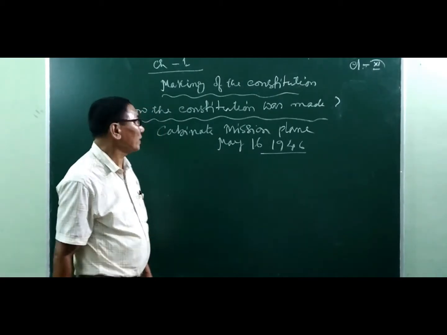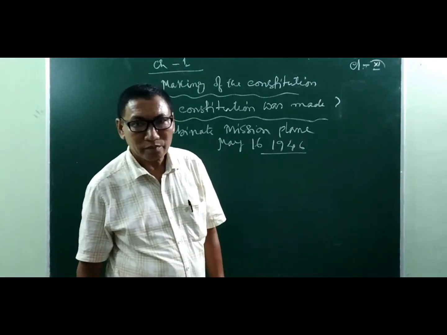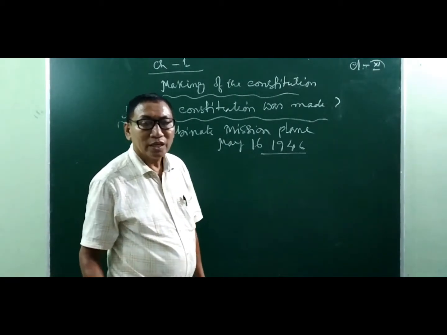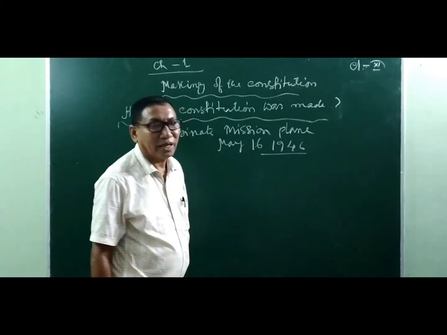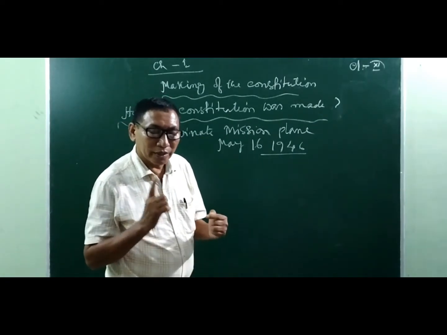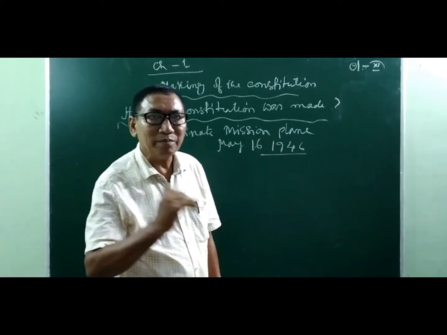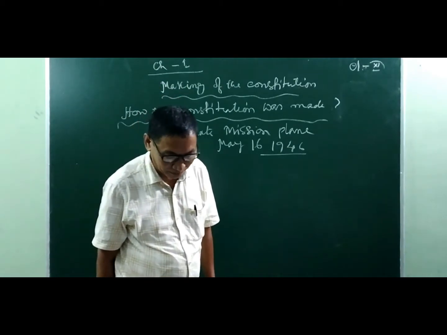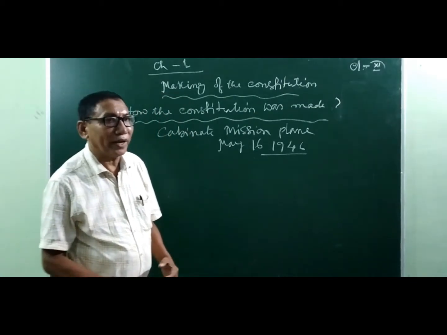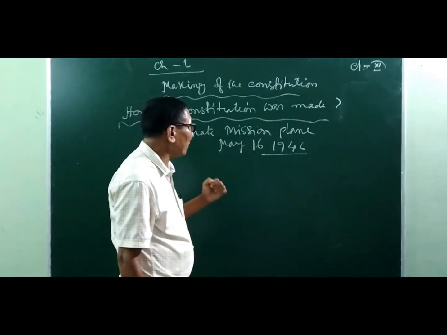But today we learn how the constitution was made. Yes, the constitution was made according to the Cabinet Mission Plan, of May 16, 1946. In every Cabinet Mission, they had 3 members from the British, of course. And later on, they started to find out the process to make the constitution.